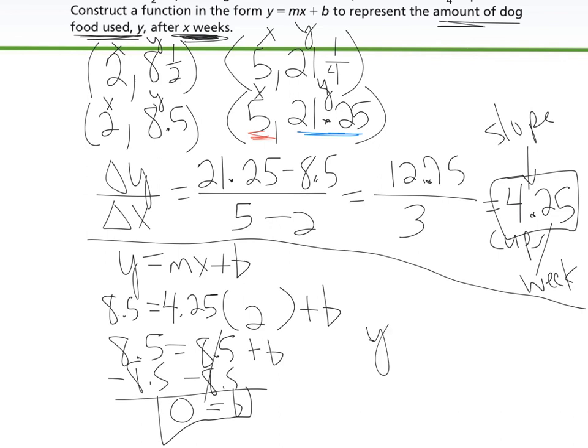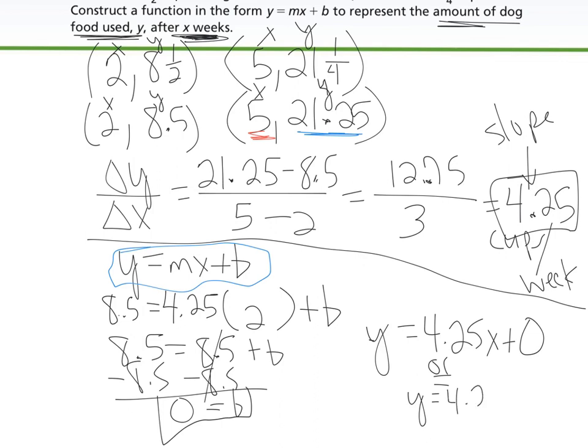Okay, so if we have y equals mx plus b, we found our slope was 4.25, and we got our y-intercept is 0. Technically, adding 0, is that going to change anything? No. So if you wanted to, instead of that, you could just put y equals 4.25x for your equation, would work also.